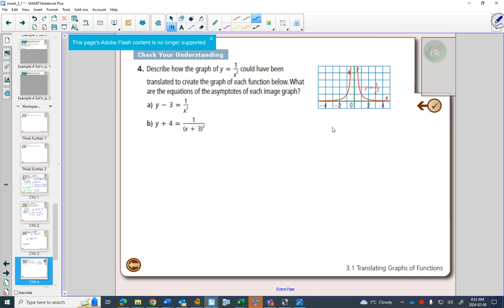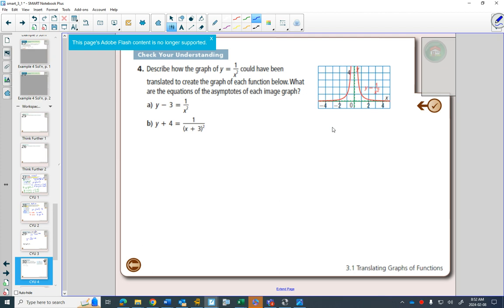And sometimes you get a new parent graph that you haven't seen. So we did 1 over x, x cubed, absolute value of x, and the square root of x. Those are the 4 that we did. You could add to that, you already know a parabola, x squared. And you could do everything left, right, up, and down with a parabola as well. The idea in this unit is these rules work for any graph.